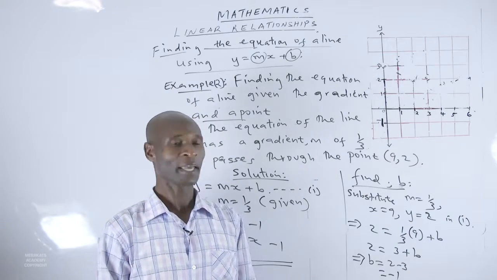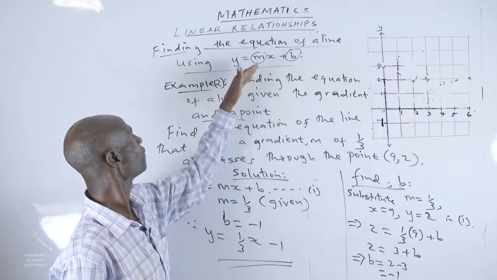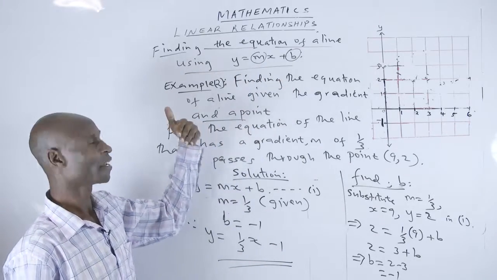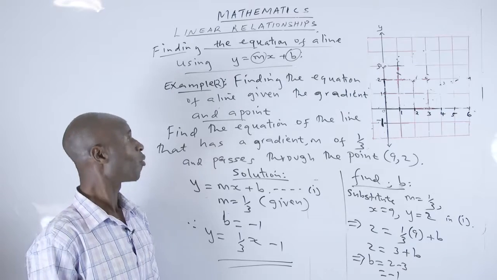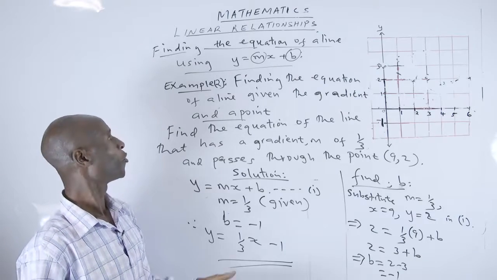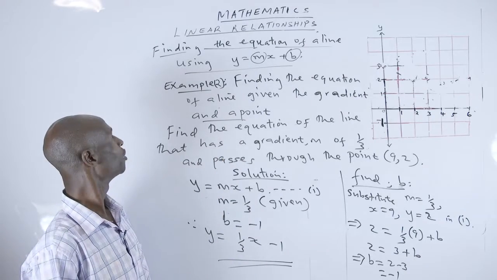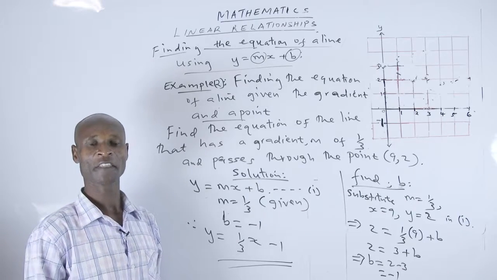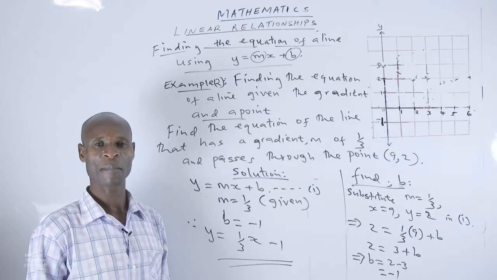Now that marks the end of our lesson, and in brief, we have been looking at gradient and y-intercept form. We have made use of that knowledge to find the equation of a line in the form y is equal to mx plus b.